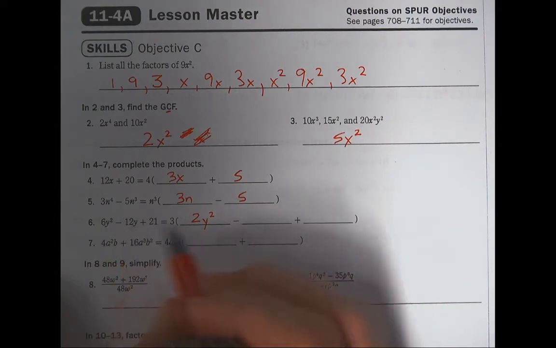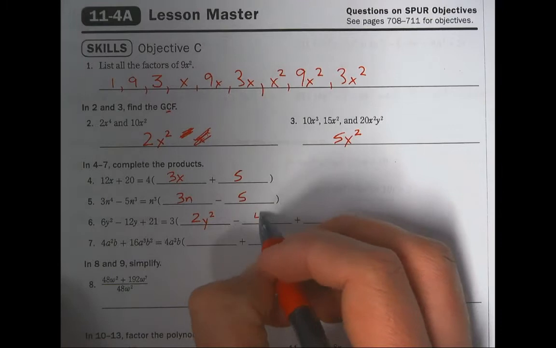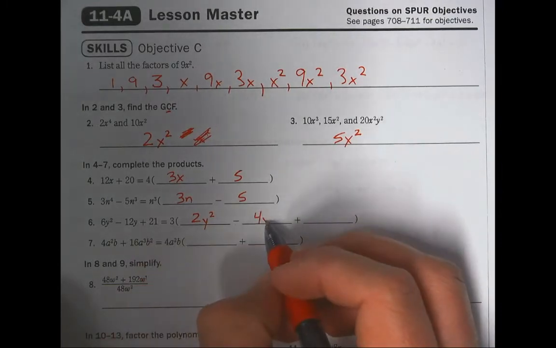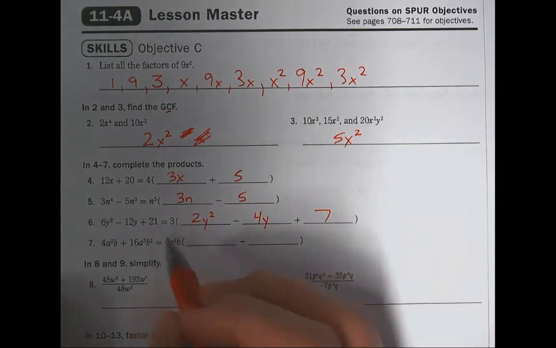Here's the minus, don't need to account for it. 3 times this term got me 12, so that's 4. And now there's a y, so I need a y. And 3 times 7 is going to get me the 21.